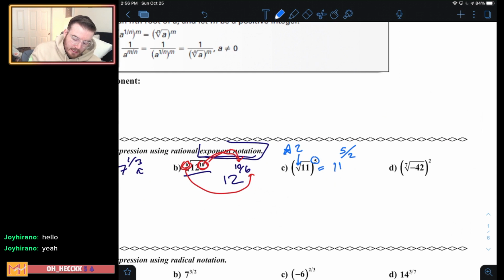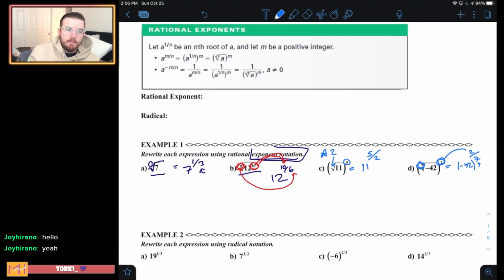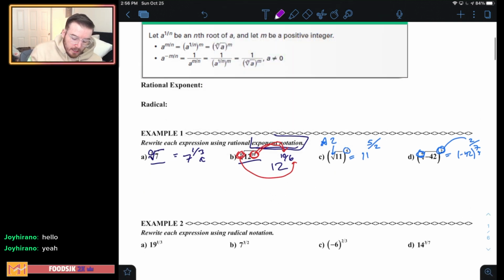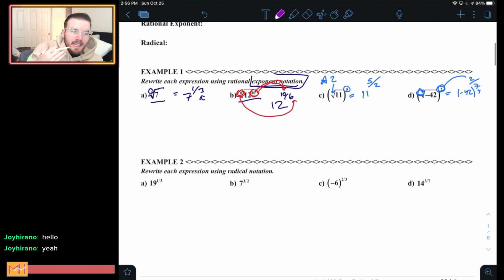And last but not least here, negative 42 raised to the exponent goes to the numerator, and the size of the root is the denominator. All right, that's the pattern. The exponent here, the 2, goes to the numerator, the top of the fraction, and the size of the root goes to the denominator, the bottom of the fraction. So that's the pattern. And again, I just want you to catch on to that pattern.